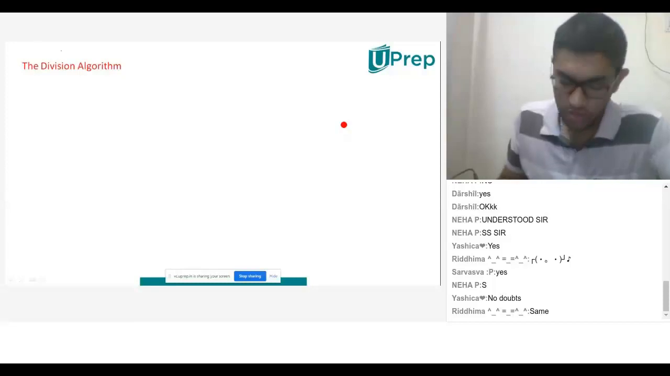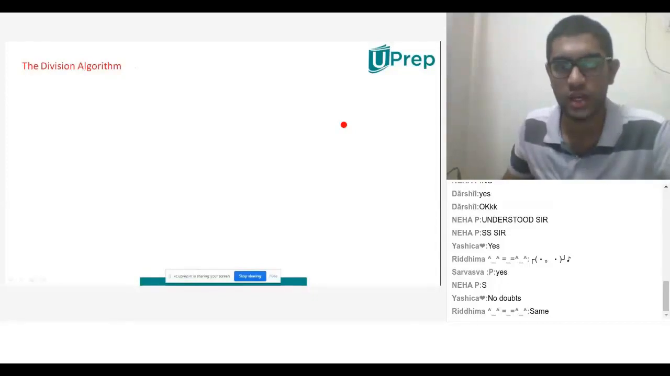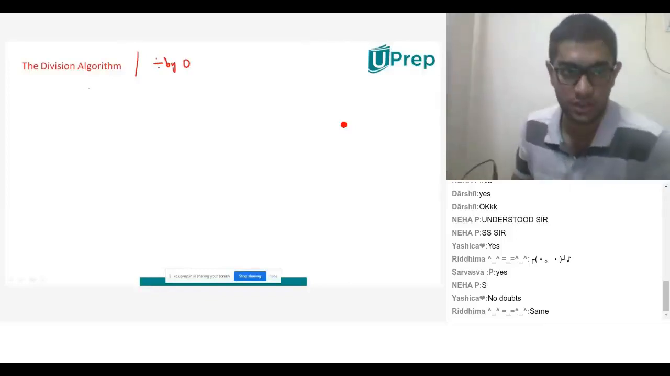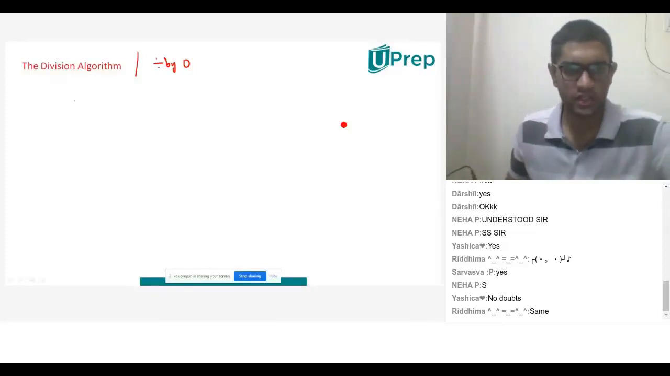The heading says the division algorithm. Okay, we have two topics, guys. We have the division, and we have two concepts left. We have the concept division algorithm, and we have something called division by zero. We're going to discuss a lot of interesting things over here. So division algorithm, guys. Let's take an example.